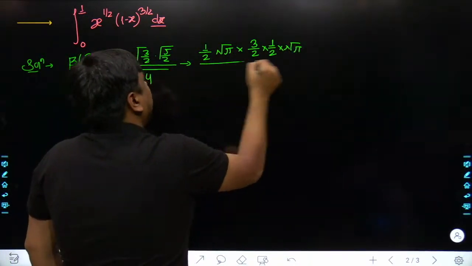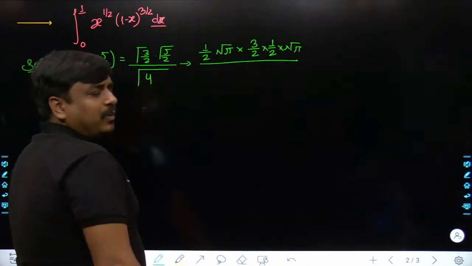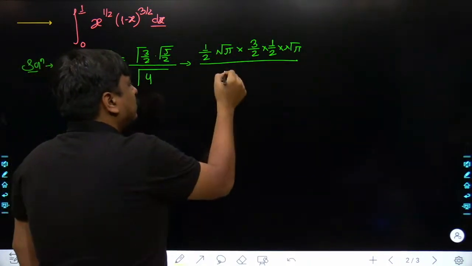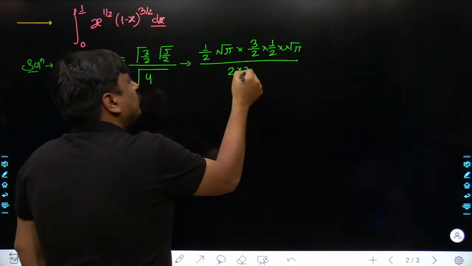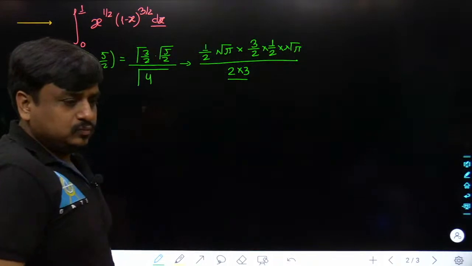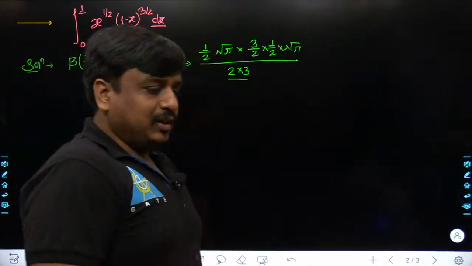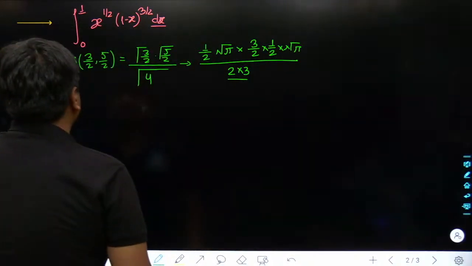Root over of pi, and towards the denominator side you had gamma of 4, which can be written as 3 factorial, and 3 factorial can be written as 2 into 3. So till this point probably nobody should have any sort of doubt.